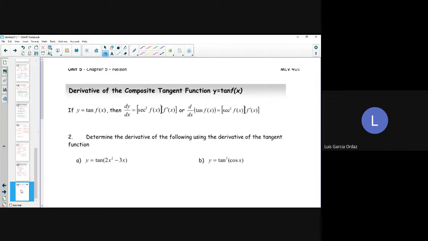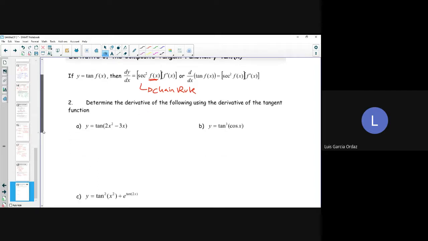So remember, guys, this is the same thing as my chain rule from our regular derivatives unit of polynomial functions. So if I have tan composed with a function f of x, then dy over dx is just the derivative of tan, which is secant squared, times the function that was given to us, and then we multiply the derivative of that function f of x. So let's try to take that rule and apply it to 2a.